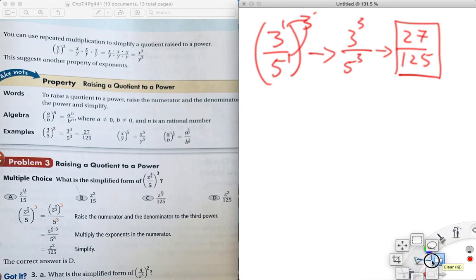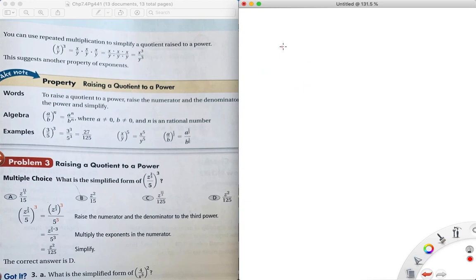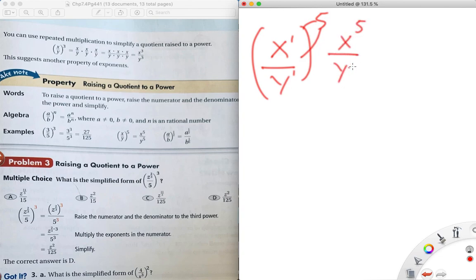That works with variables as well. Remember, there's a 1 here and 1 here if you want to put it. Raised to the 5th power. Boom, boom. So x to the 5th, 5 times 1. Y to the 5th, 5 times 1. And I'm done.